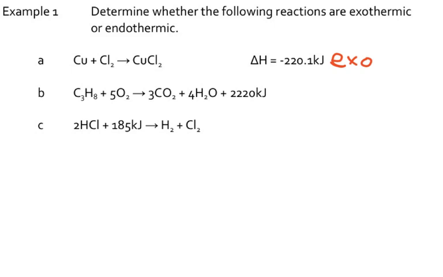In B, the heat is listed on the product side, on the right-hand side of the reaction, meaning that heat is produced. Energy is produced, energy is released. So this is also an exothermic reaction.